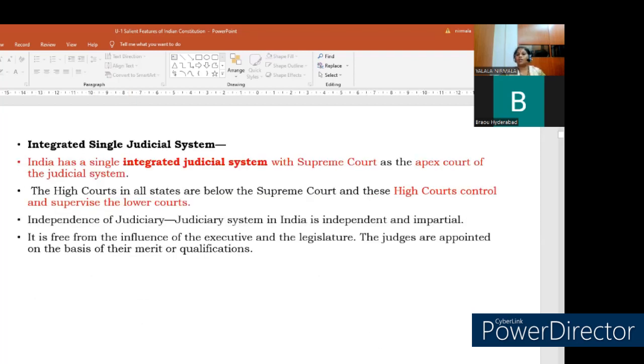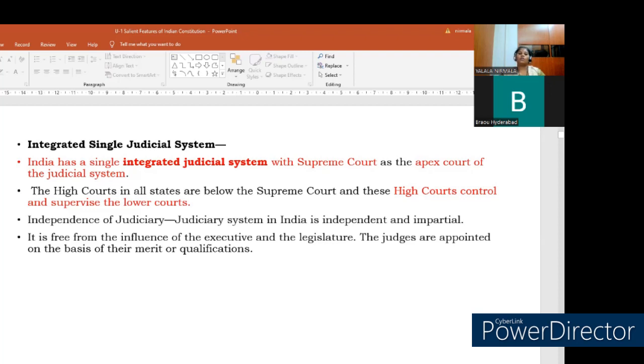Integrated single judicial system. India has a single integrated judicial system with the Supreme Court as the apex court of the judicial system. The high courts in all the states are below the Supreme Court, and these high courts control and supervise the lower courts like district courts. Independence of judiciary. The judiciary system in India is independent and impartial. It is free from the influence of the executive and the legislature.